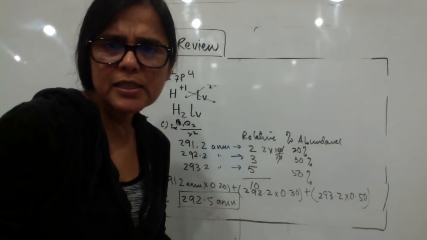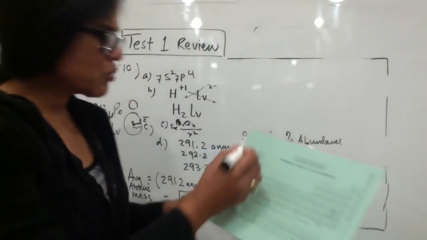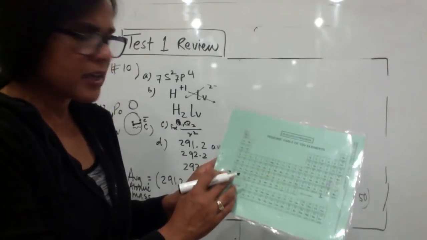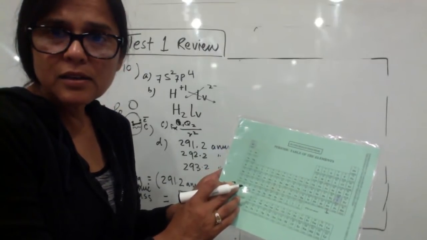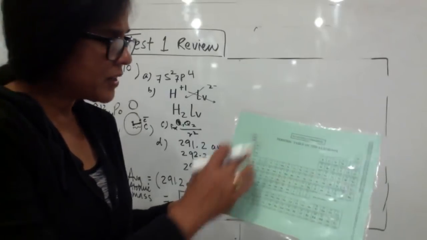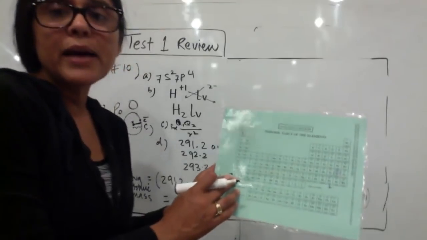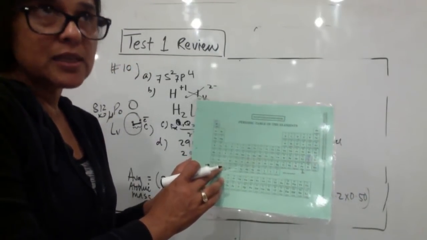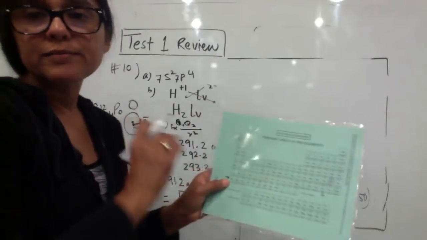5f14 and 6d10. What period are we in? So Sravya's question: 1, 2, 3, 4, 5, 6, 7, right? This is the 7th period. So it'll be 6d10 and 5f14. I might have said it wrong, Sravya. If this is the 7th period, it is n minus 1 d and n minus 2 f. So it is 7s2, 6d10, 5f14, 7p4.